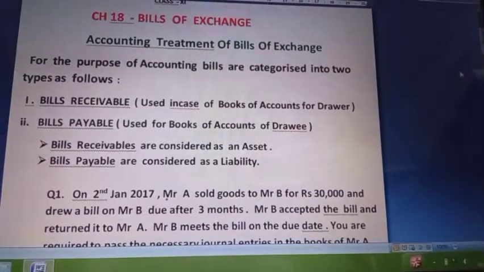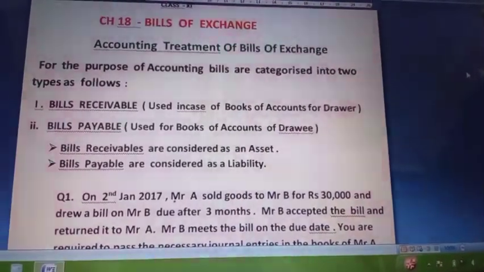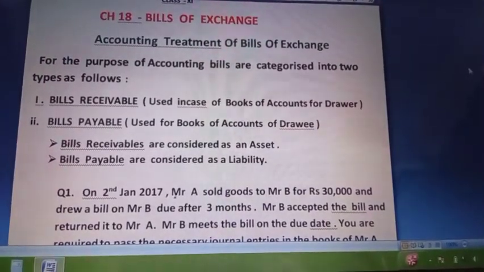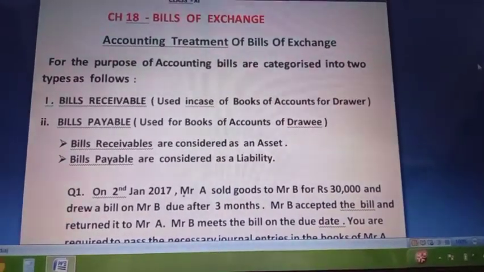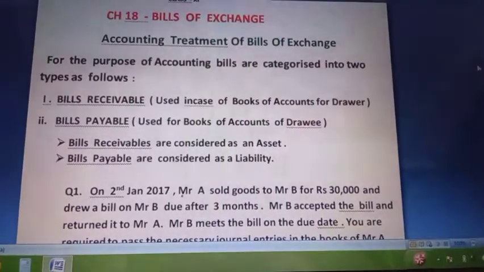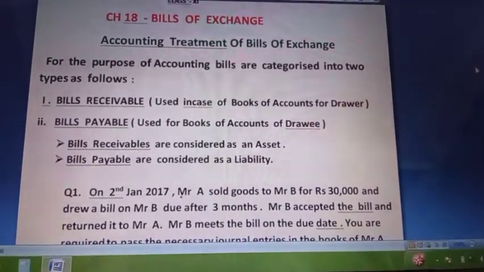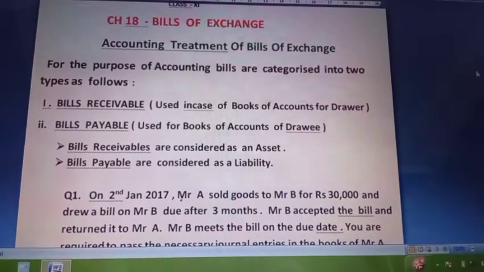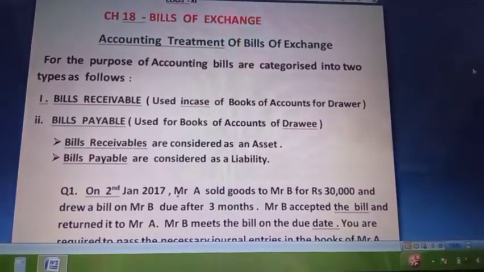Hello students, today we will learn the accounting treatment of bills of exchange, that is how to record the transactions in case of bills of exchange. For this we have to understand the different aspects of it. So bills of exchange has two aspects, that is according to the drawer and the drawee.